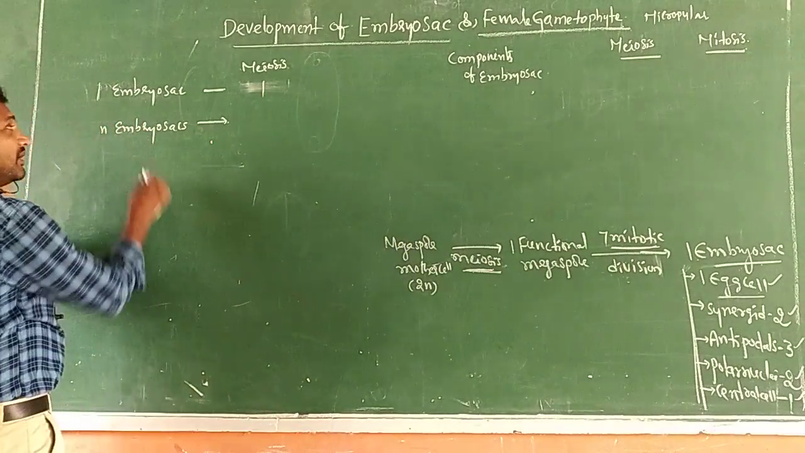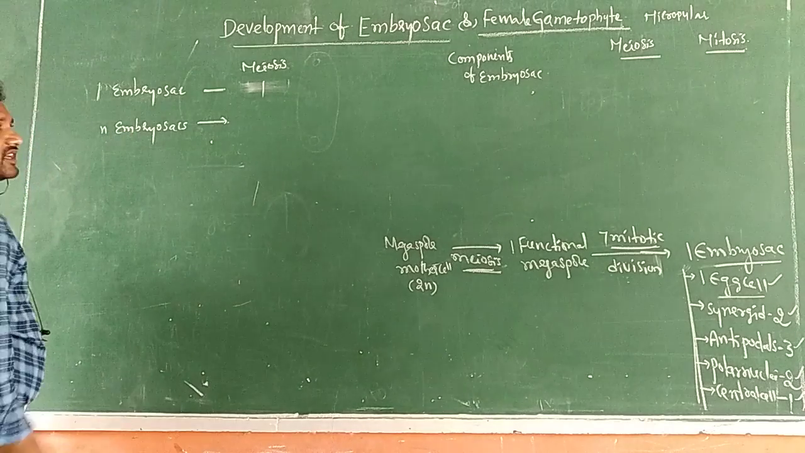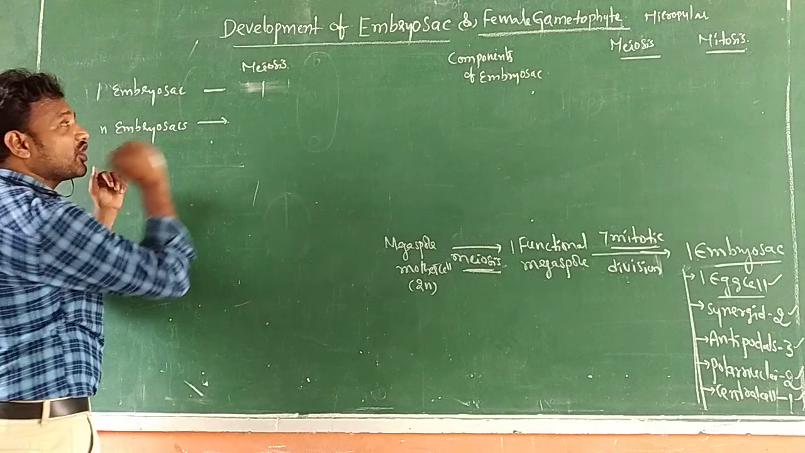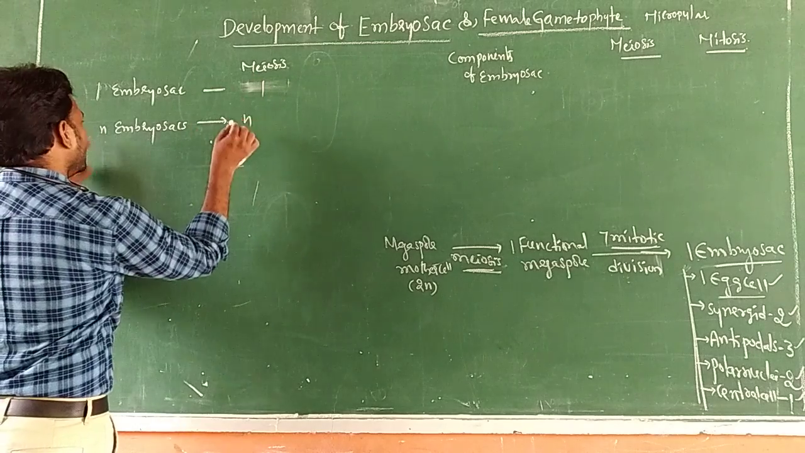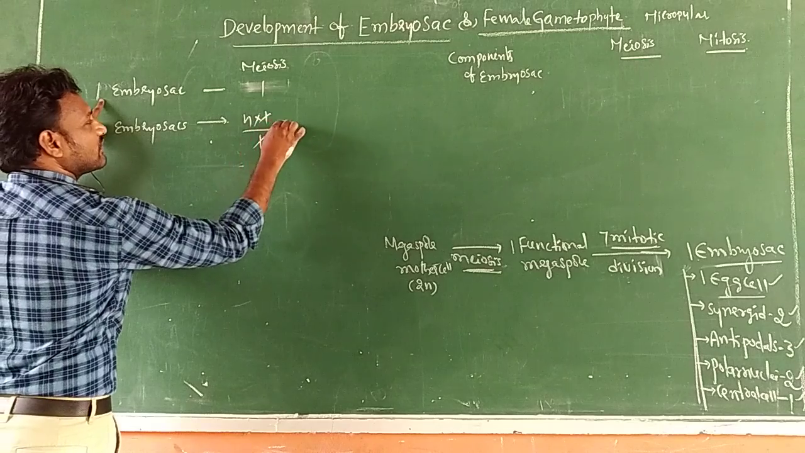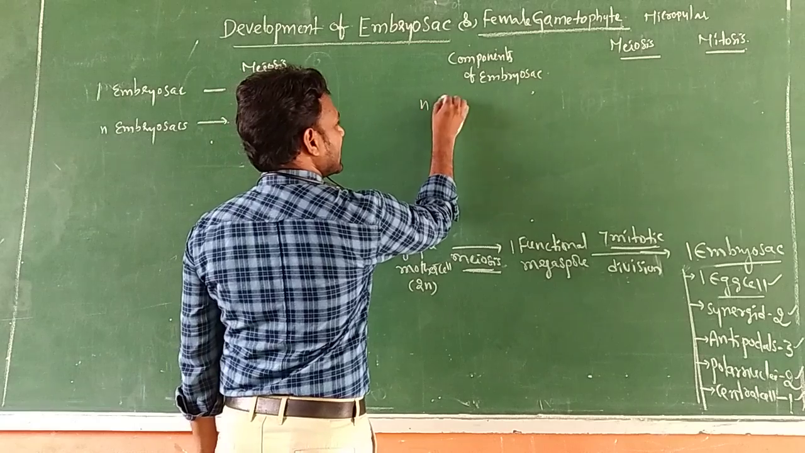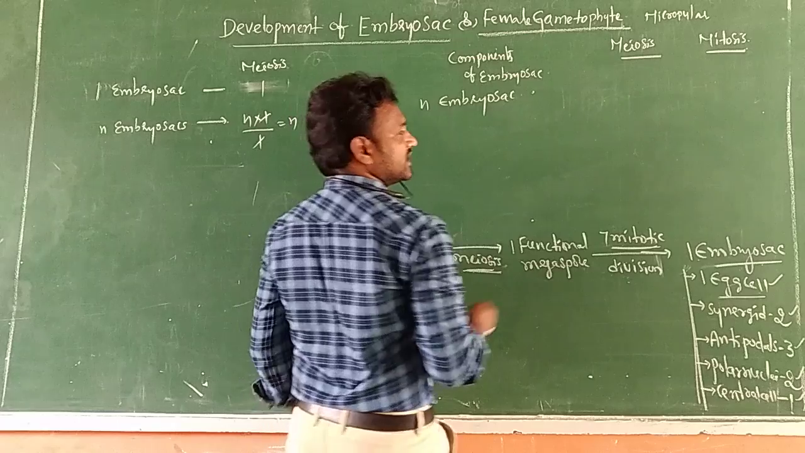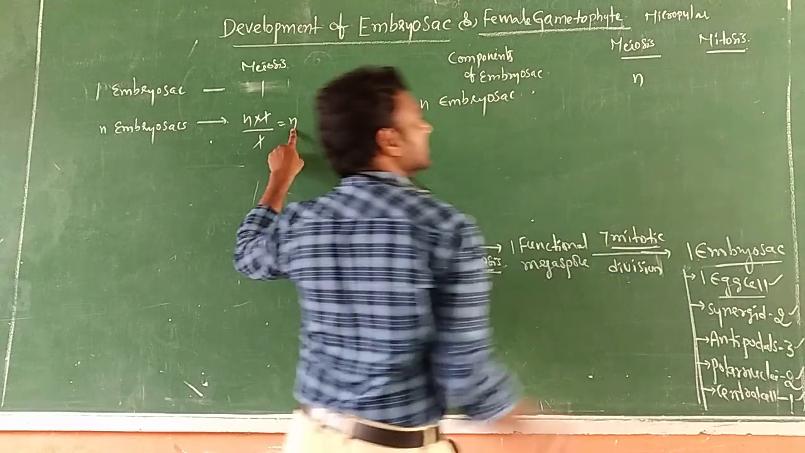Yes, very good. But we require n embryo sacs. N number of embryo sacs are produced. How many meiosis do they require? Take cross multiplication: n cross 1 by 1 equals n. So n embryo sacs require n meiosis.